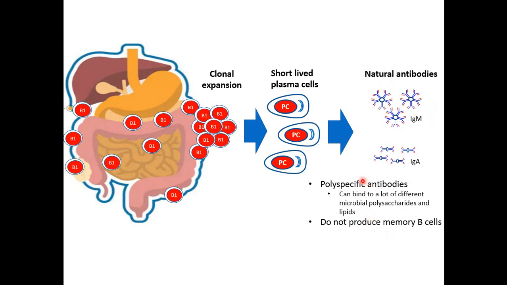The other thing is that these cells do not produce memory B cells. Well, it doesn't really make sense to make memory B cells. There is no particular stimulus in here to keep a memory of. They're doing it all the time without any particular stimulation. So they produce antibodies which can bind to a lot of different things. They're not very specific for a very particular molecular shape, and they do not produce memory B cells.